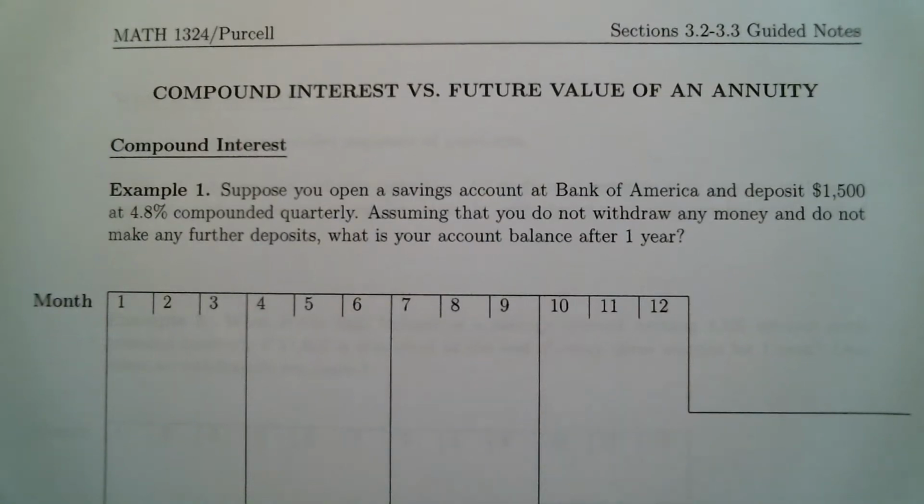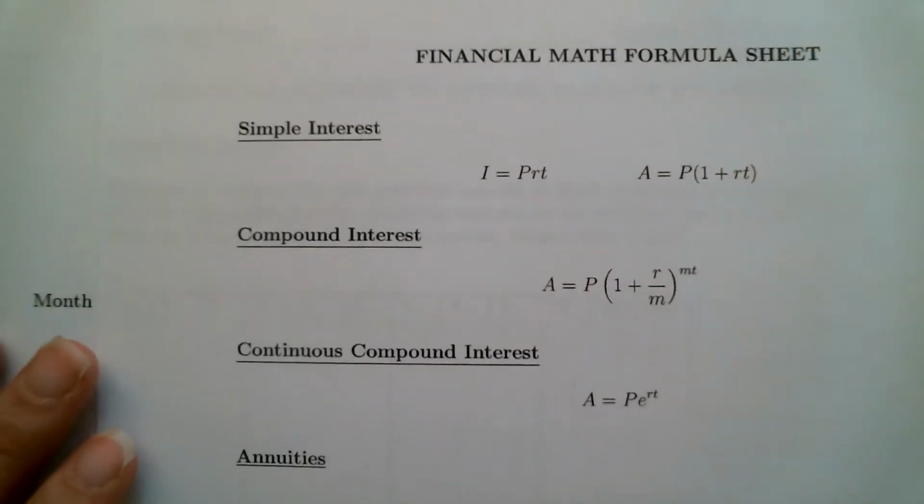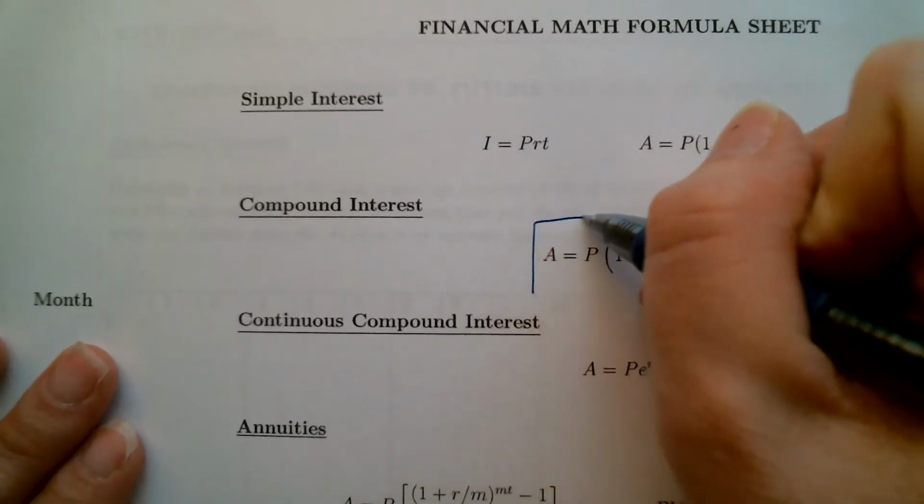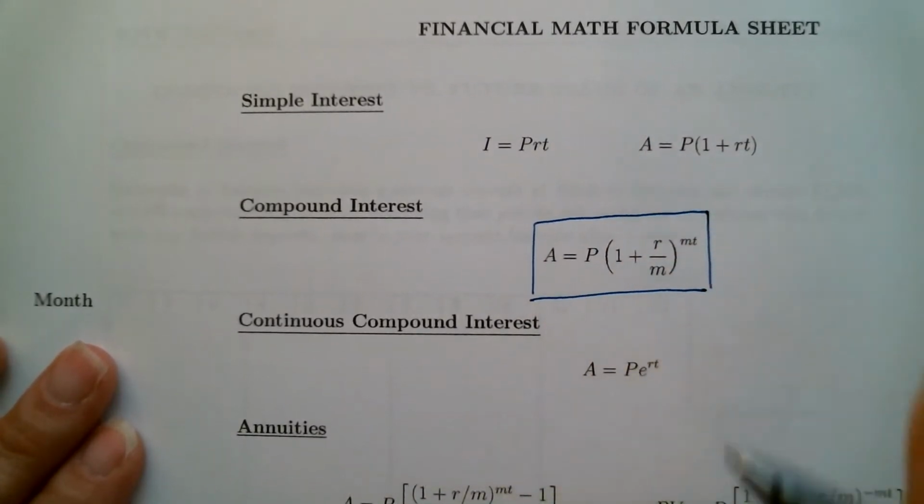Hi, everybody. We have so far talked about simple interest, and now we're going to move on to the next two topics. We're going to talk about compound interest and the future value of an annuity. And on your formula sheet, the two equations that we're going to be looking at right now are this one. This is the formula for compound interest.